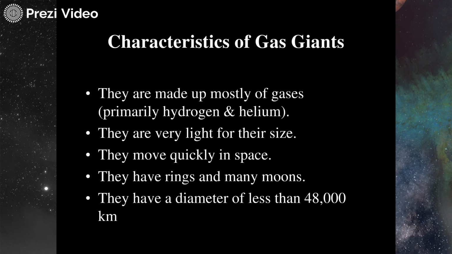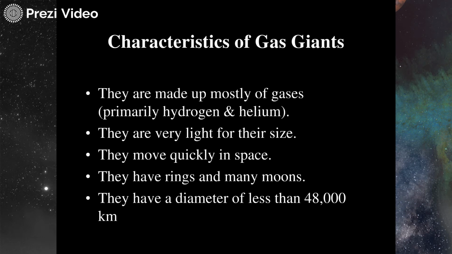Now for the gas giants, they are made up mostly of gases, and most of them are primarily made up of hydrogen and helium, which are very light gases. They are very light for their size, so even though they're giant, they have a lot less density than the small rocky planets. And because of this, that means they move quicker in space relative to the smaller rocky planets. They also have rings, and they tend to have a lot more moons.